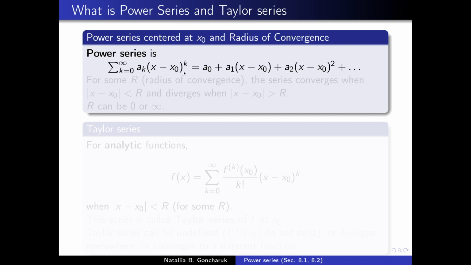A power series is an expression like that. You just write this down. You can write this as a sum or write out the first several summands. A0, A1 and so on are constants. X0 is also a constant, one and the same, and they say that this power series is centered at X0. And then X is a variable.